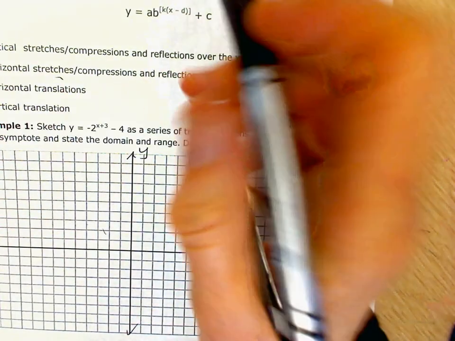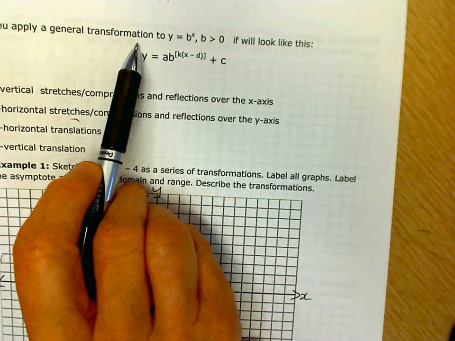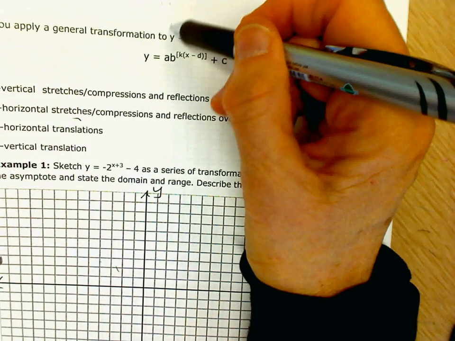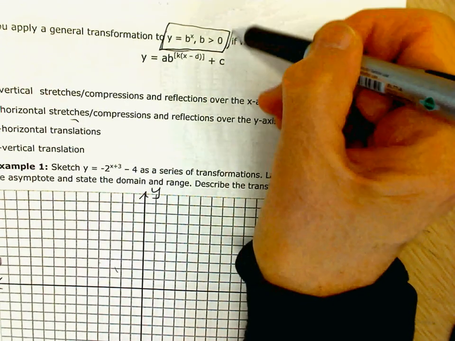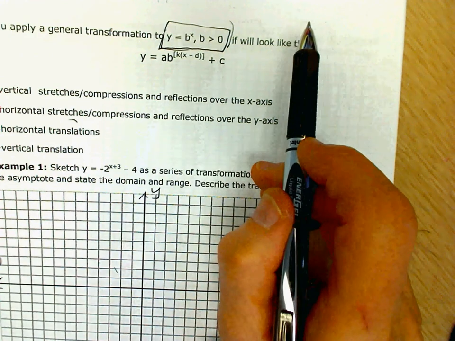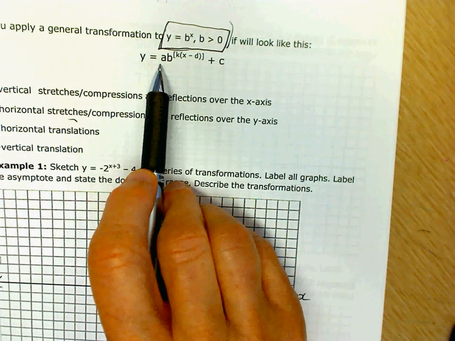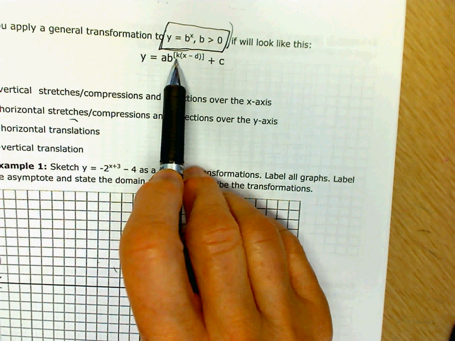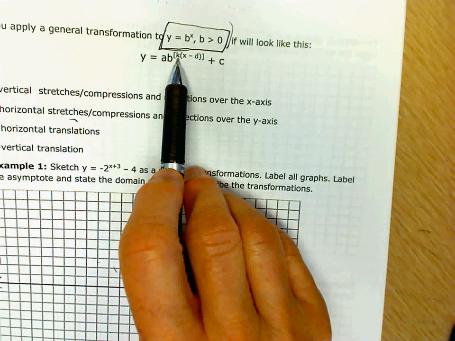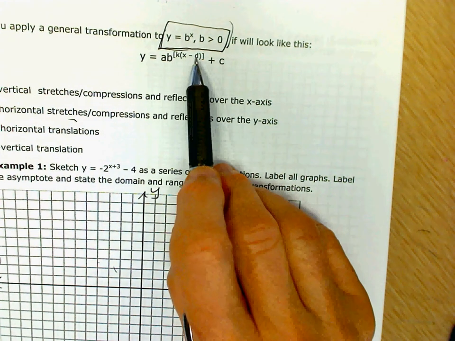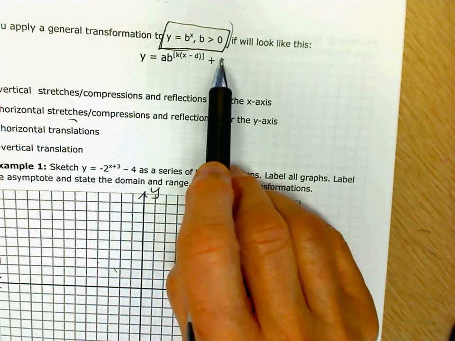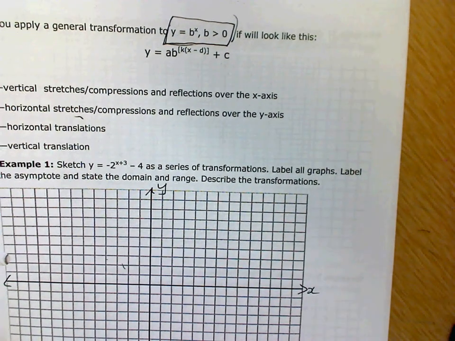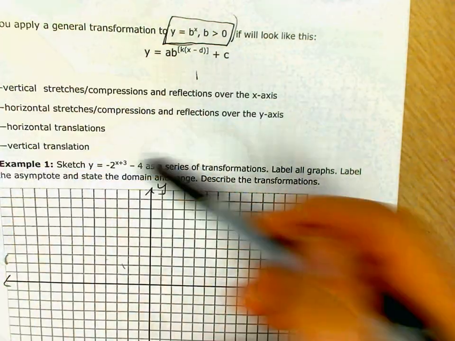Before I go to that, if you apply a general transformation for y equals b to the x, notice b is positive, right? All our basic functions in this unit are in this form. The x is in the exponent. A has to do with your reflections, vertical compressions, and stretches. K has to do with horizontal reflections, horizontal translations, horizontal stretches and compressions. D has to do with translations left and right. C is translations up and down. Just like in the previous unit, okay? So that can be your theory for this unit on your study notes, right?